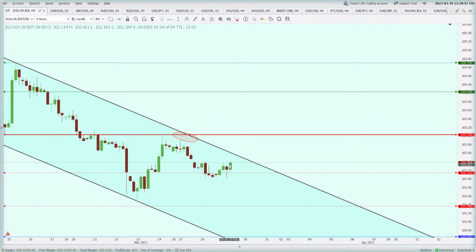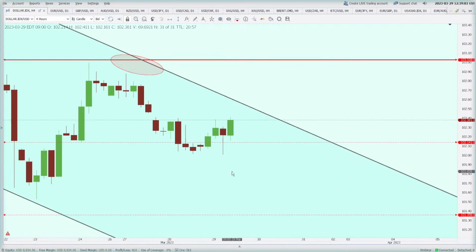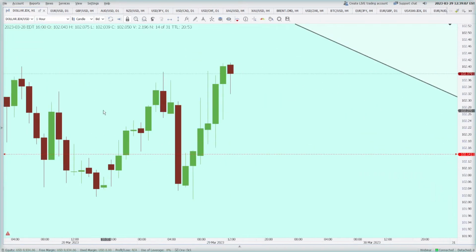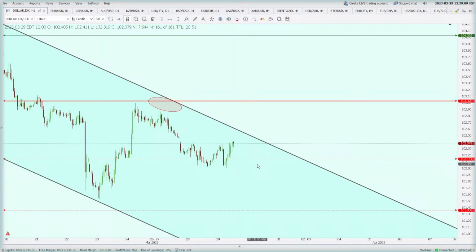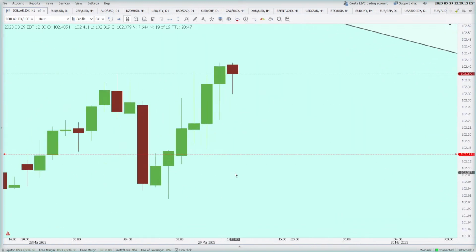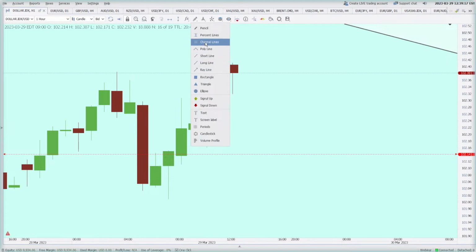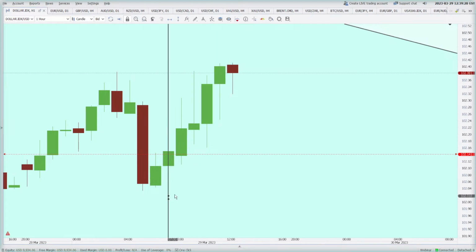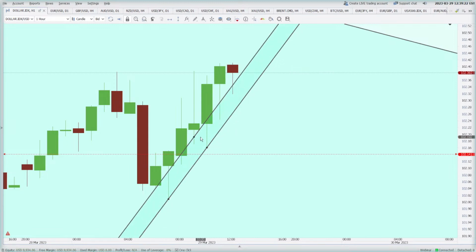So yes, the price on the 4-hour has started making higher highs, and we are just expecting it to make higher lows. So now from here, this is the price action, which is the deciding price action. When you switch to 1-hour, you can make a channel by joining these lows and the recent high that the price has made.